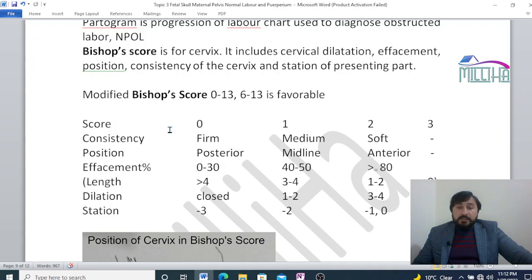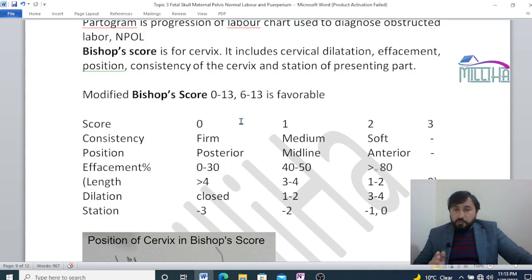Okay, here we will discuss one by one. It has a maximum score of 13. 6 to 13 is favorable. Above 8 you can predict spontaneous delivery. About 6 to 7 you can induce with the help of medical prescription, for example, prostaglandins or oxytocin. But below 5, it is somehow difficult to deliver through the vagina. I can only use the word, it will be difficult if the score is less than 5.